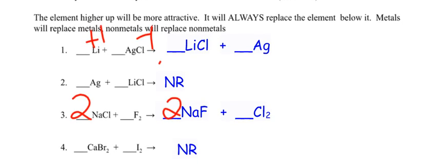Well, hopefully you said no reaction. Why is that? What is higher up on the activity series of your nonmetals? Bromine is. So calcium is already with bromine, therefore it's not going to swap out with iodine. It's going to stay with the bromine, so no reaction. All right, so let's see what's going on.